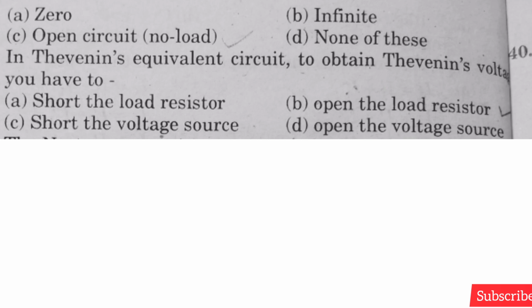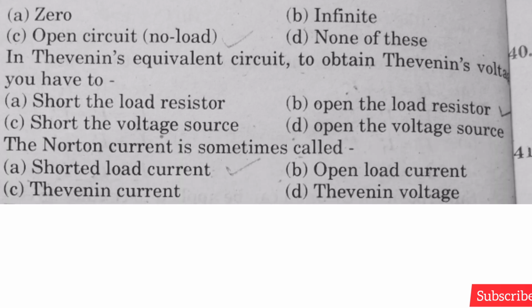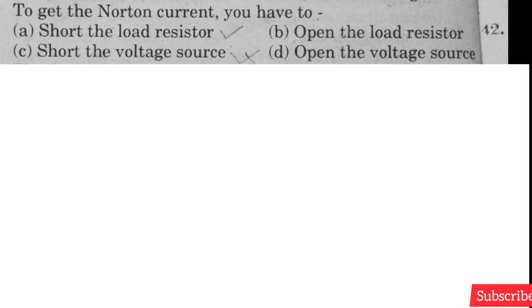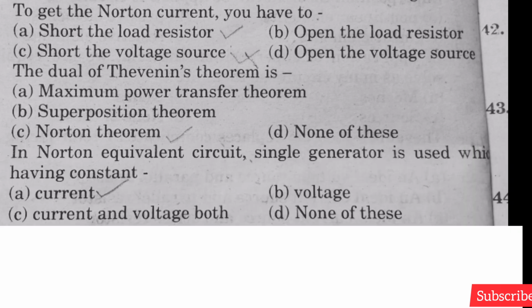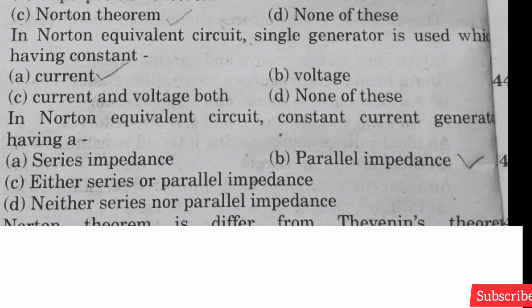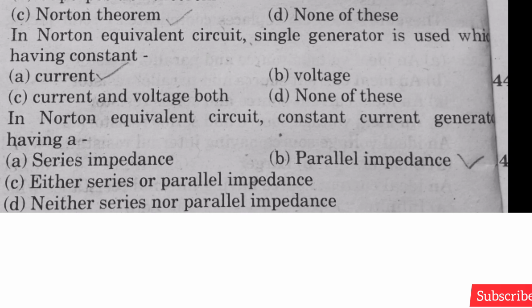In Thevenin's equivalent circuit, to obtain Thevenin's voltage, we have to open the load resistor. Option B is right. In Norton, current is sometimes called shorted load current. Option A is right. To get the Norton current, we have to short the load resistor. Option A is right. The dual of Thevenin's theorem is, option C is right. In Norton equivalent circuit, a single generator is used which has constant current. Option A is right. In Norton equivalent circuit, the constant current generator has a parallel impedance.